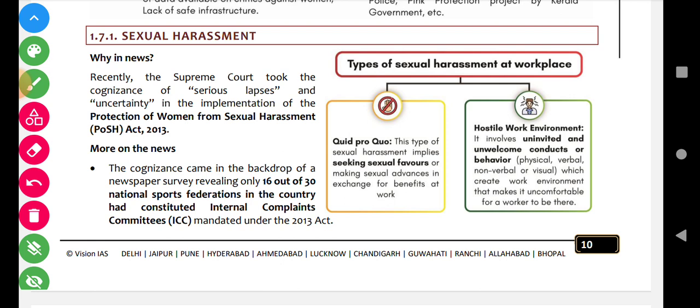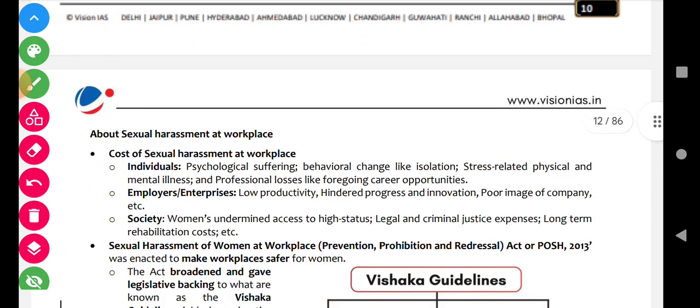Next is hostile work environment. Hostile work environment involves uninvited and unwelcome conduct or behavior, physical, verbal, non-verbal, or visual, which creates a work environment that makes it uncomfortable for a worker to be there. So these are the two types of sexual harassment at the workplace.